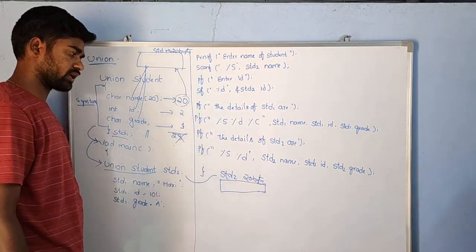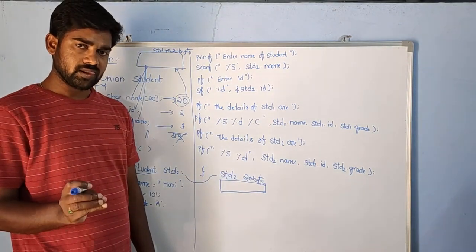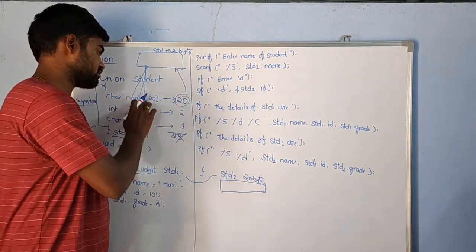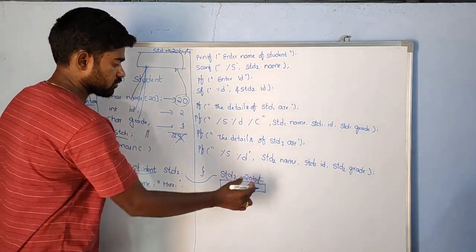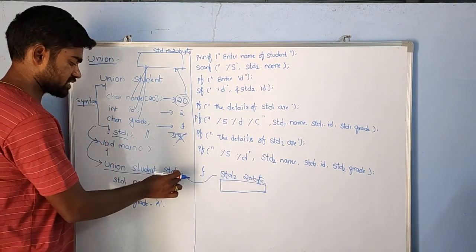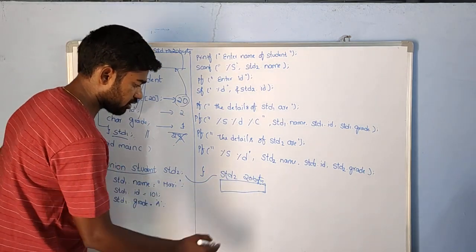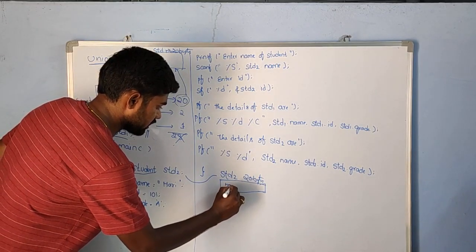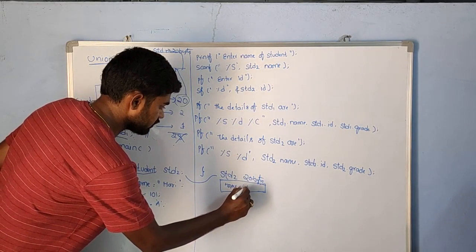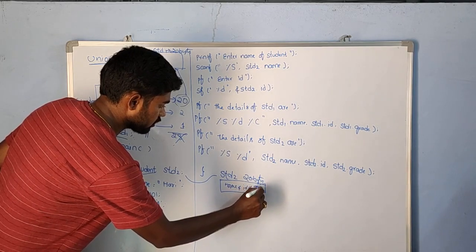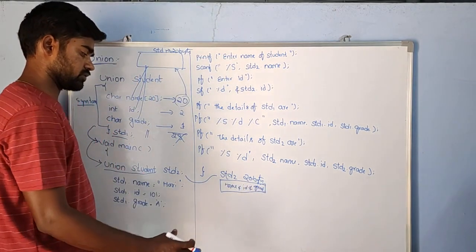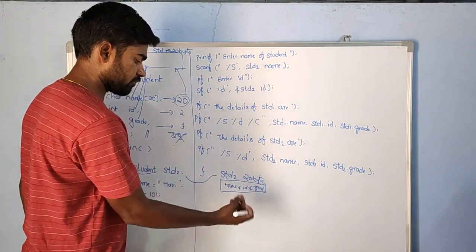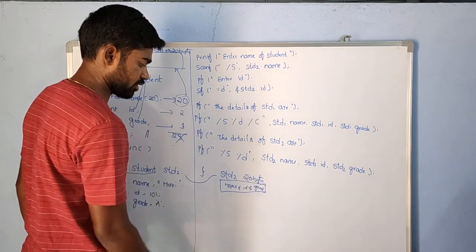However many variables you create, in union the size allocated is the highest data member size. So here 20 bytes is allocated to std2. This 20 bytes can be shared by name, ID and grade. What are the three member variables? Name, ID, and grade. I can access the 20 bytes of memory allocation.